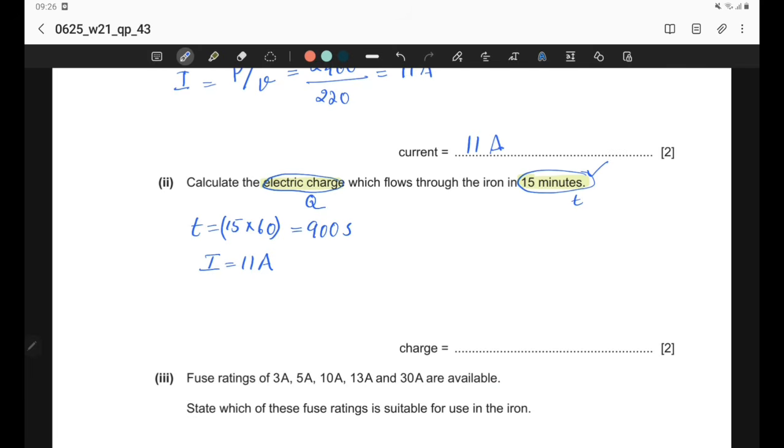And in order to calculate charge Q, we can use the equation of current. That is, current is nothing but the charge over time. So in order to calculate charge, we can make charge the subject. So we will get charge Q is equal to current times time, where current is 11 times time is 900 seconds, and the answer is 9900 coulomb. So we can write 9900 and the unit of charge is coulomb.